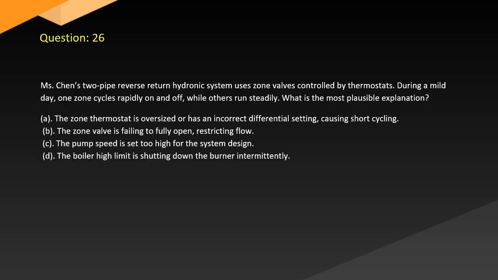Question 26. Ms. Chen's two-pipe reverse return hydronic system uses zone valves controlled by thermostats. During a mild day, one zone cycles rapidly on and off, while others run steadily. What is the most plausible explanation? A. The zone thermostat is oversized or has an incorrect differential setting, causing short cycling. B. The zone valve is failing to fully open, restricting flow. C. The pump speed is set too high for the system design. D. The boiler high limit is shutting down the burner intermittently.